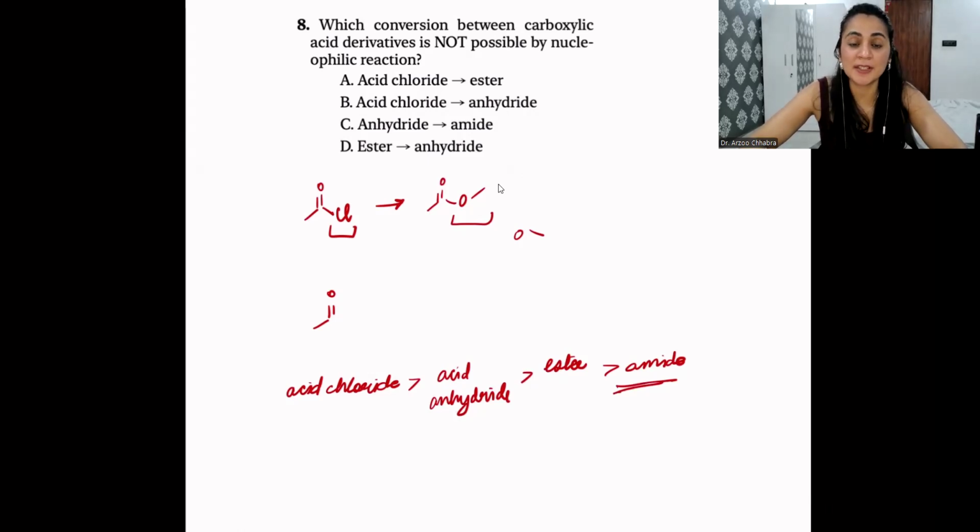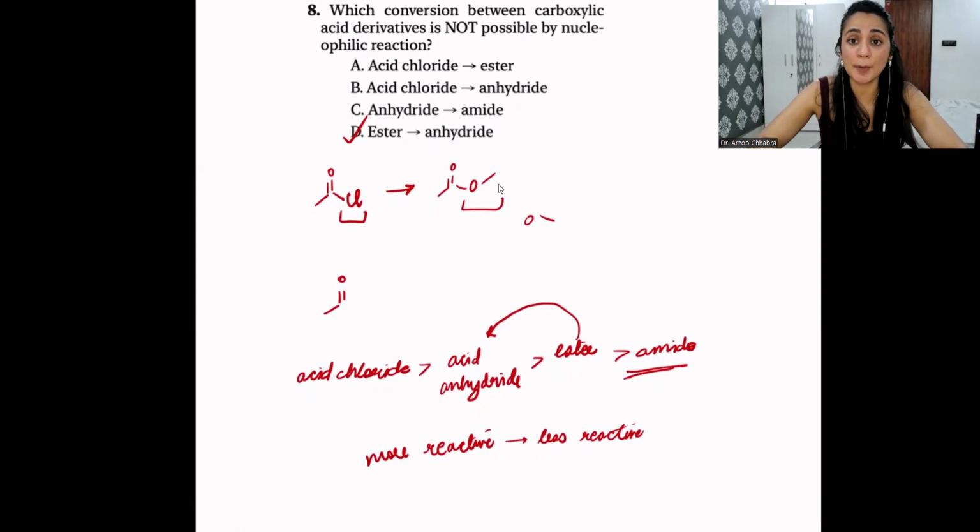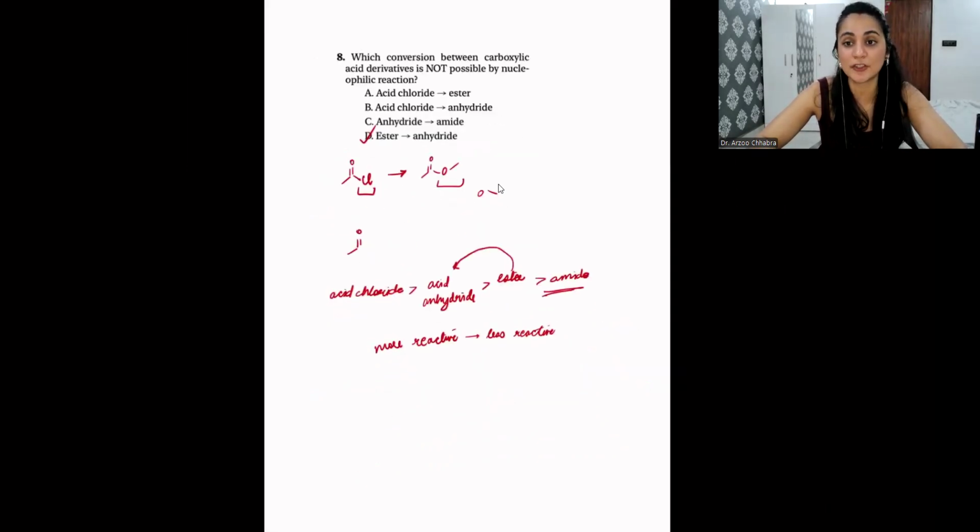If you look at option D, ester to anhydride is a reverse order, where we're going from less reactive to something that's more reactive, and that's not stable. We always go from more reactive to less reactive. Okay, so option D is the correct answer, that it is not possible by nucleophilic reaction.